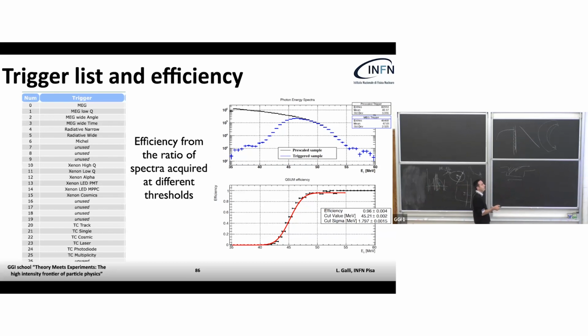So you see the full spectrum rising. While for the blue one, we apply a cut of about 42 MeV or so. You see that the spectrum is nearly 0 below, and then it starts and meets the other one here. By the ratio of the 2, you have the turn-on function in which you measure the threshold, the resolution of the threshold, and the efficiency, which is here of the order of 96% in this case.